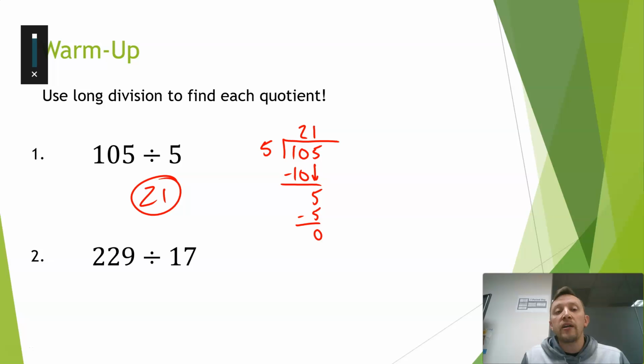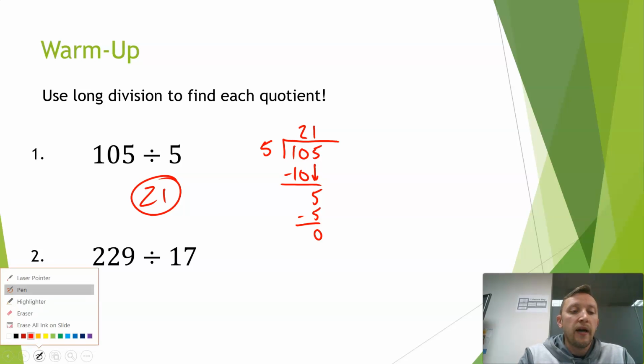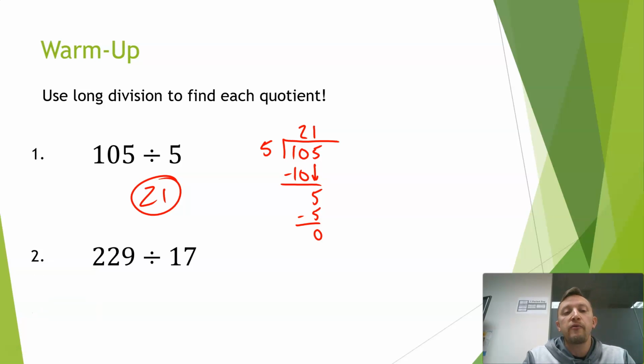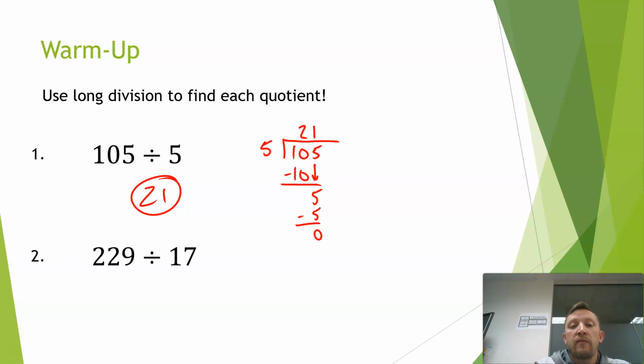Now you might say, well, I could have done that without a calculator. Fine, you probably very well could have. But believe me, for this lesson, you need to understand how to do long division. You need to understand the process. Let's try another one here. Let's do 229 divided by 17.